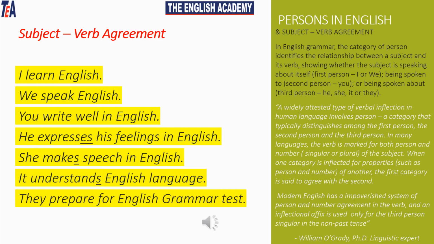According to the linguistic expert William O'Grady, a widely attested type of verbal inflection in human language involves person, a category that typically distinguishes among the first person, the second person, and the third person. In many languages, the verb is marked for both person and number, singular or plural, of the subject. When one category is inflected for properties such as person and number of another, the first category is said to agree with the second. Modern English has a limited system of person and number agreement in verbs, and an inflectional affix is used only for the third person singular in the non-past tense.